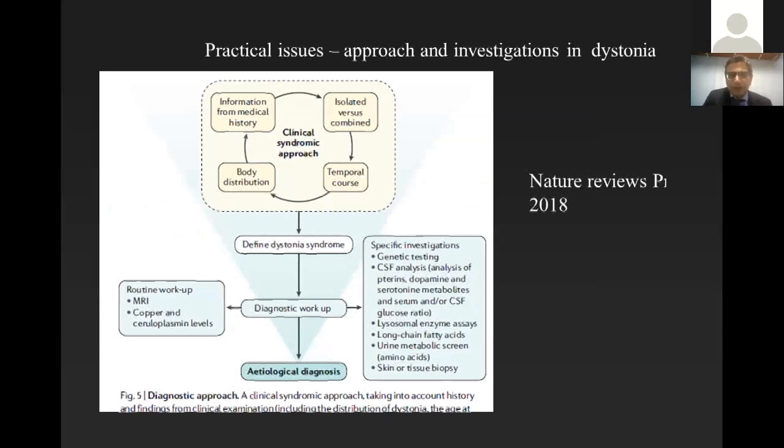Now I come to the practical issue about the approach and investigations in dystonia. So firstly, make the syndrome. Is it isolated or combined? What is the temporal course? Define the syndrome. Very important. When you define the syndrome, then you can ask for specific tests, whether they be genetic tests. If you're thinking about dopa-responsive dystonia, CSF analysis, pterins, dopamine and serotonin metabolites. If you have combined dystonia and you're thinking about some of the lysosomal pathway defects, metabolic defects, then skin or tissue biopsies accordingly. So you need to do that diagnostic workup.